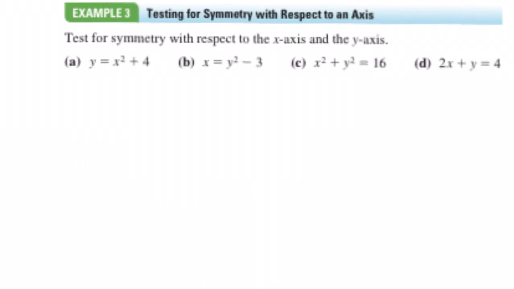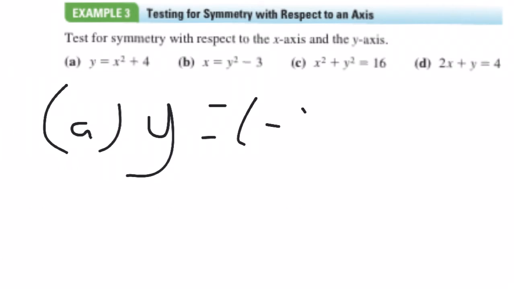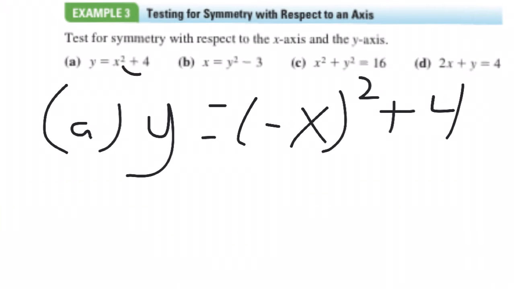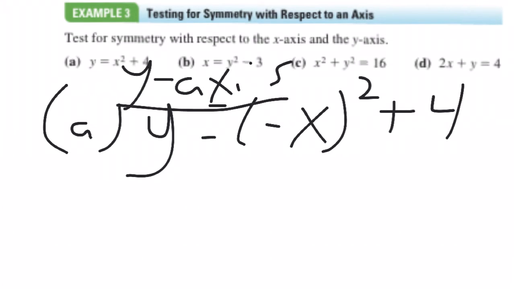For example, here's some examples. For these functions, we're going to test for symmetry with respect to the x-axis and the y-axis. Alright, so for part A, we're going to plug in negative x to test with respect to the y-axis first. So negative x squared plus 4.